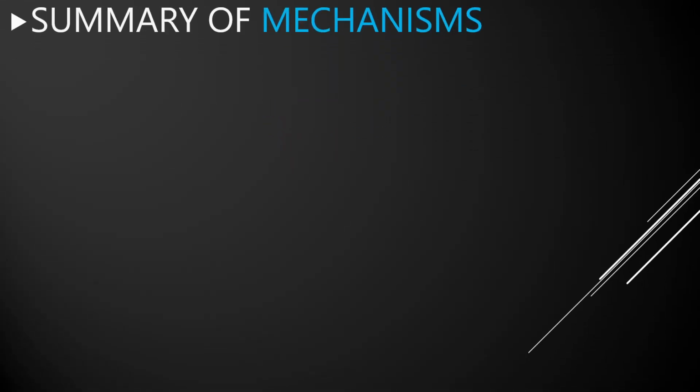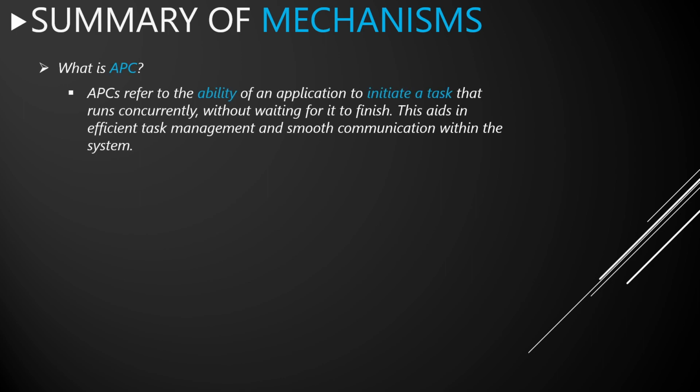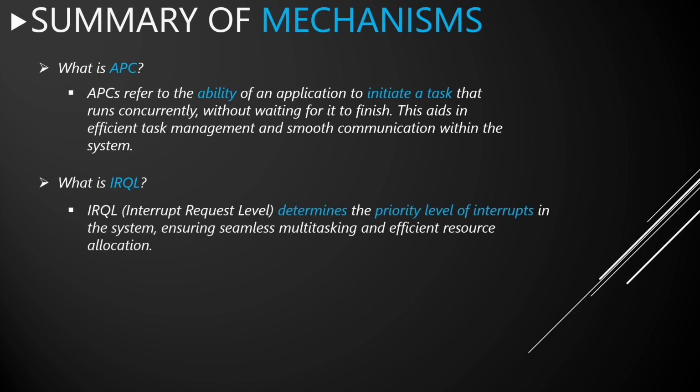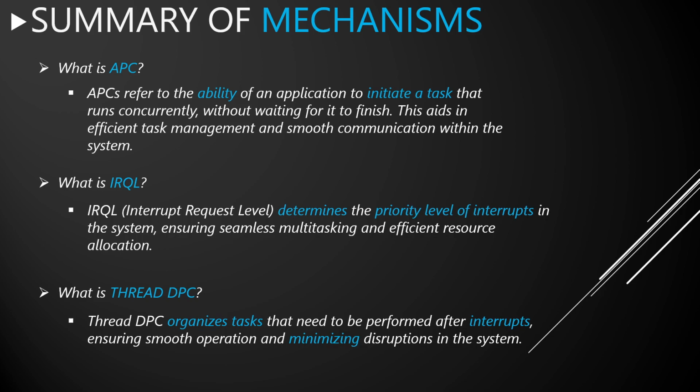Let's see the summary of the mechanisms that we saw today. What is APC? APC refers to the ability of an application to initiate a task that runs concurrently without waiting for it to finish. This aids in efficient task management and smooth communication with the system. What is IRQL? IRQL determines the priority level of interrupts in the system, ensuring seamless multitasking and efficient resource allocation. And last, what is Thread DPC? Thread DPC organizes tasks that need to be performed after interrupts, ensuring smooth operation and minimizing disruptions in the system.